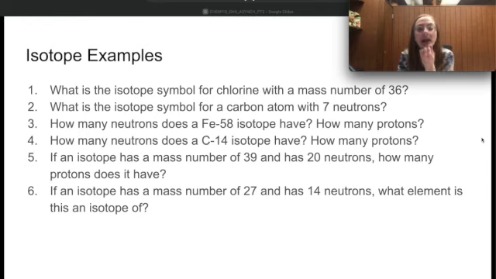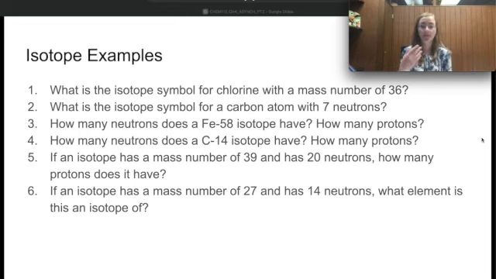So if an isotope has a mass number of 39 and it has 20 neutrons, it's pretty easy to figure out how many protons it has. Mass number is protons plus neutrons, so if I take away the number of neutrons from the mass number, I'll have the number of protons. So in this case, my isotope would have 39 minus 20 protons, which is 19 protons, which if I look at my periodic table, means it's an isotope of potassium, because if it has 19 protons, it must have an atomic number of 19, so it must be potassium.